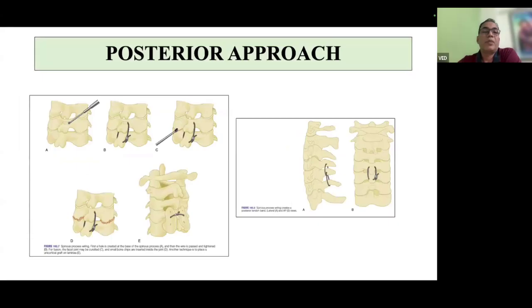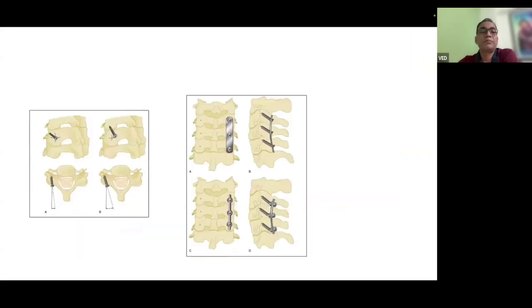In posterior approaches, for spinous process wiring, we make a hole in the base of the spinous process and in the adjacent spinous process, and pass the wire and tighten it to provide a posterior tension band. We can also put a graft between the adjacent spinous processes of the vertebral bodies, and we can also put bone pieces between the two facet joints. These are the posterior approaches using wires.